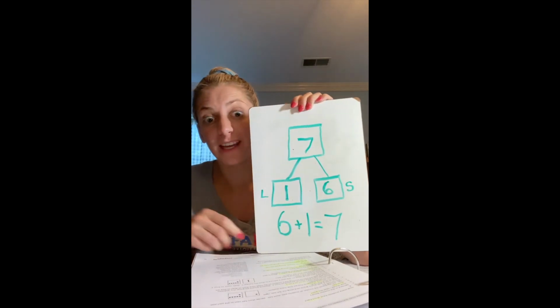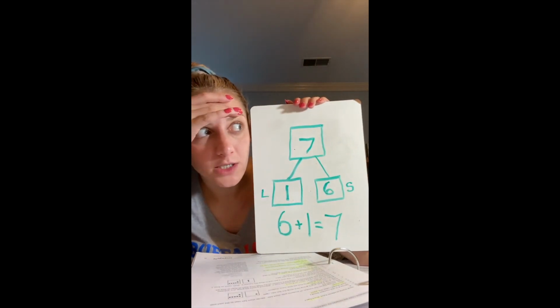Because remember, it doesn't matter for our parts. We can have 2 over here and 3 over here, and I still have 5. If I swap those, I have 2 over here now and 3 over here. I still have 5. It doesn't matter which part comes first. Okay, so now I have 6 plus 1 equals 7.